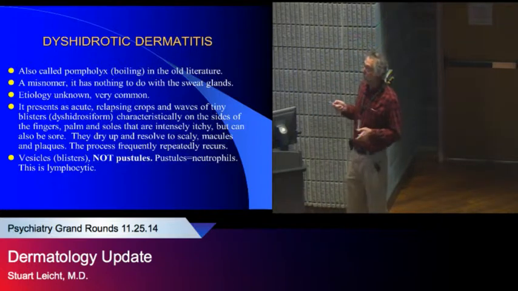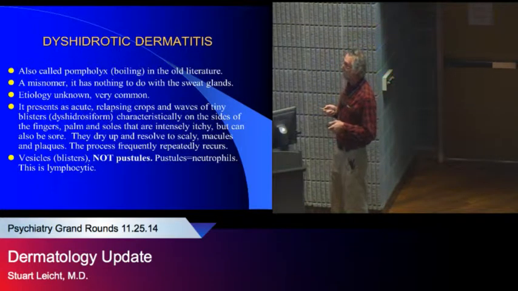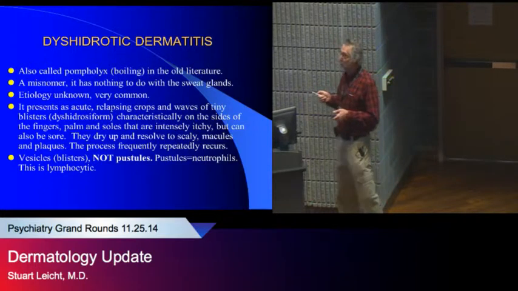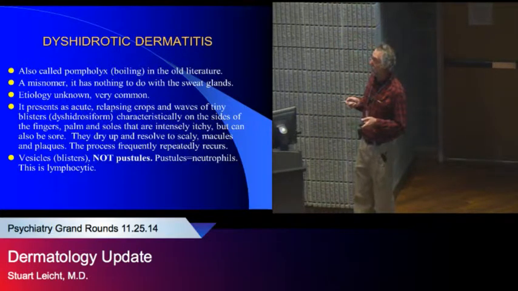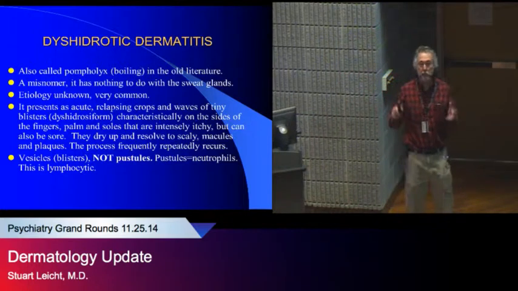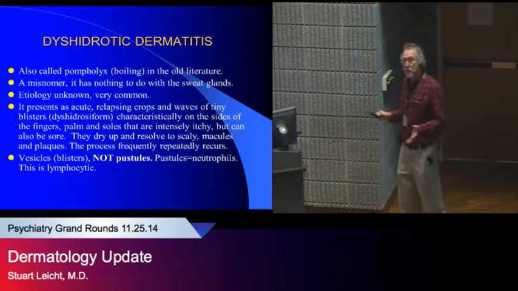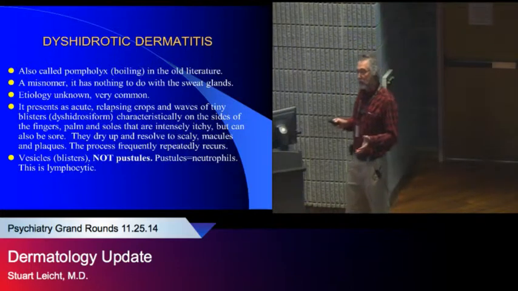They almost look like little frog eggs, characterized on the sides of the fingers, the palms, and the soles. So it's usually on the distal layers, intensely itchy. Can also be sore. They dry up, crack, lead to scaling, macules, and plaques, and it repeatedly recurs. Now, one thing I want to emphasize to you guys is that these are blisters. They're not pustules. If they're pustules, you have an entirely different process.